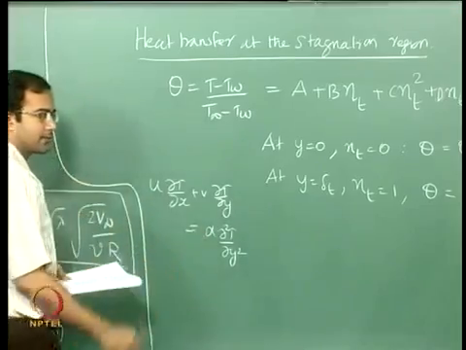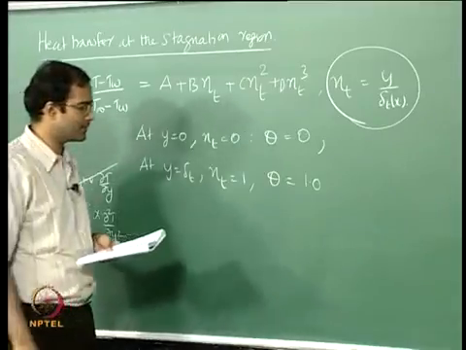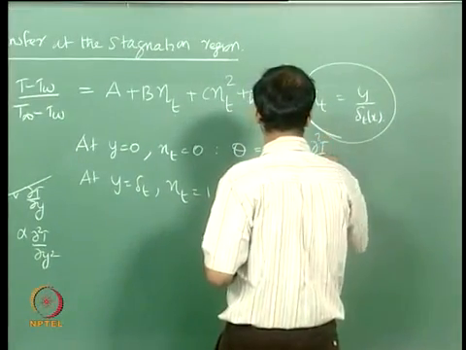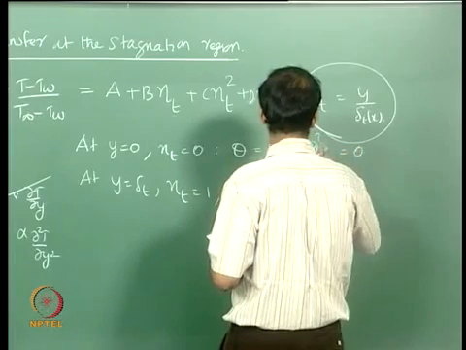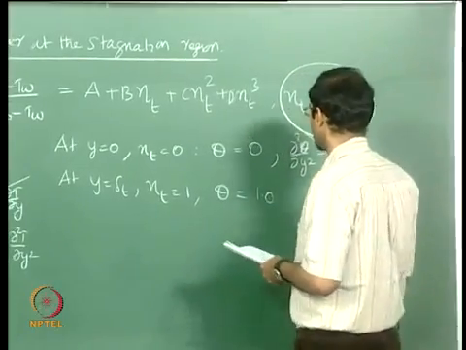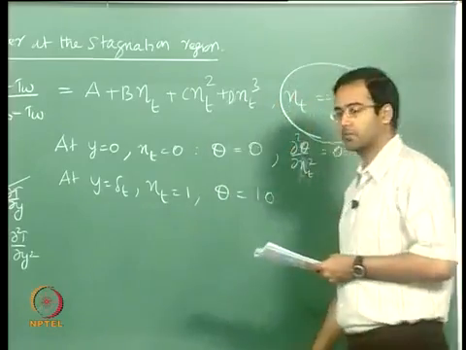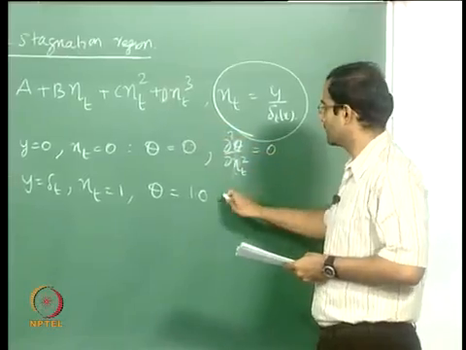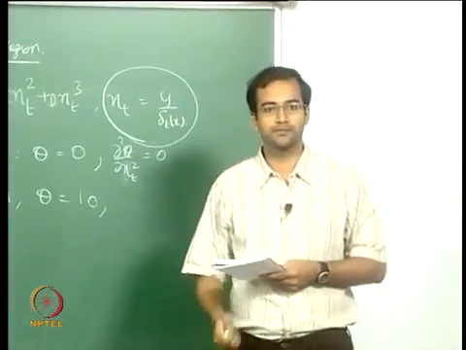Of course we have neglected the viscous dissipation term, so near the wall we can neglect the inertial terms. Therefore we can also say that d square T by dy square is equal to 0, or d square theta by dy square is equal to 0. In terms of eta t also the same condition applies. Now we need one more boundary condition to close this problem. So what will be the fourth condition?